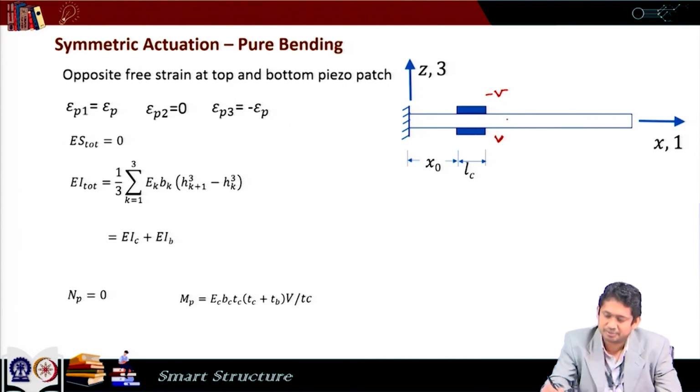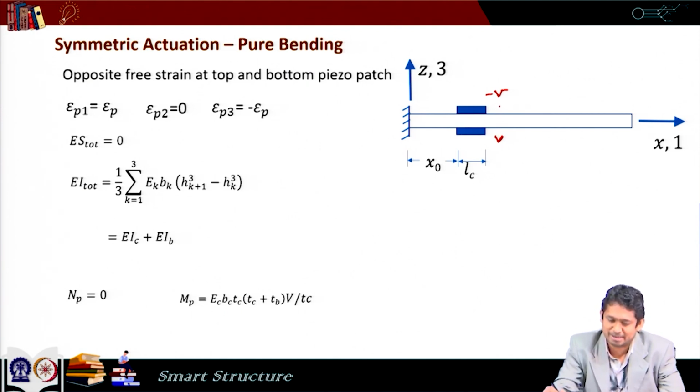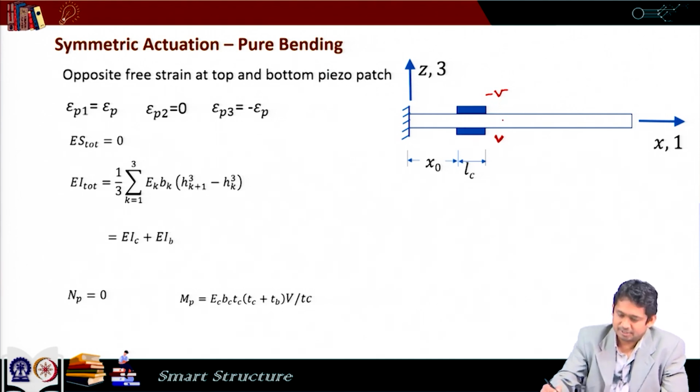Now, here we are not concerned whether this V is causing tension or compression here, or this minus V is causing compression or tension here. Whatever it is, the formulation remains the same. The only thing is that they are opposite to each other. Opposite means if here the voltage is aligned to the polarization in the same direction, here the polarization and voltage are in the opposite direction, and vice versa. So, needless to say, if I get a free strain epsilon p here, we are going to get a free strain minus epsilon p here.